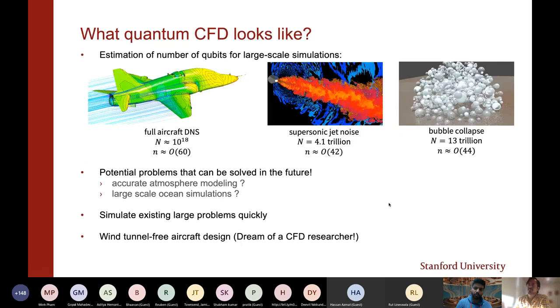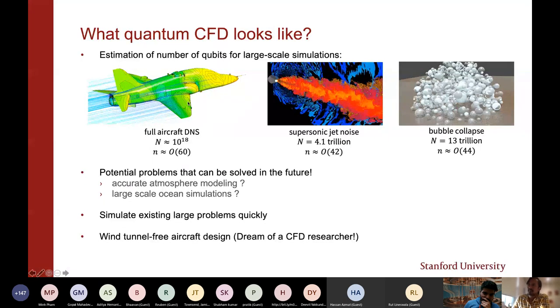So if we have all this, what does future quantum CFD look like? It's the last slide, just bear with me. We can estimate the number of qubits that we need for large scale simulations. For example, I already showed this supersonic jet noise, which had 4.1 trillion grid points, and the number of qubits you need is only on the order of 42. And for the bubble collapse problem, which had 13 trillion grid points, you need approximately 44 qubits.